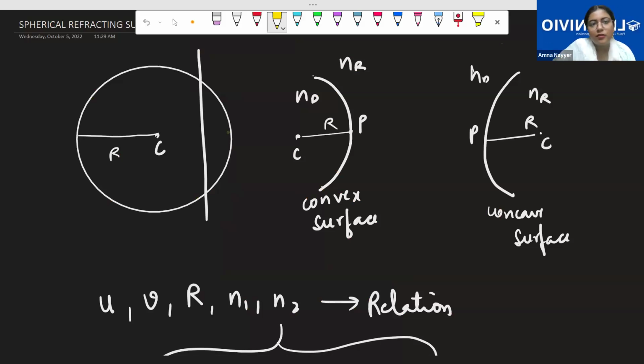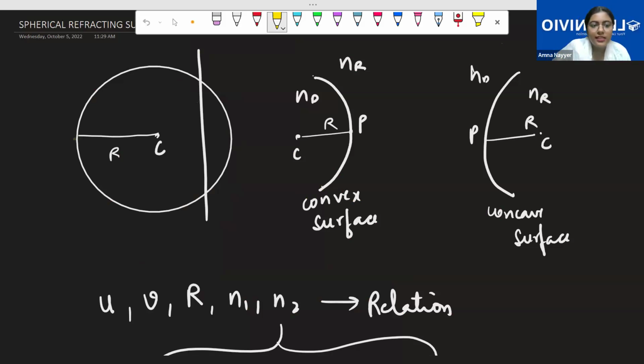Okay, now talking about spherical refracting surfaces. Spherical refracting surface means, see, you have a glass piece, and in this glass piece, you just cut a portion. We discussed that that portion, if we paint it from one side, becomes a mirror. What if we don't paint it? That glass surface is what we are going to study. Spherical refracting surfaces means the glass surfaces.